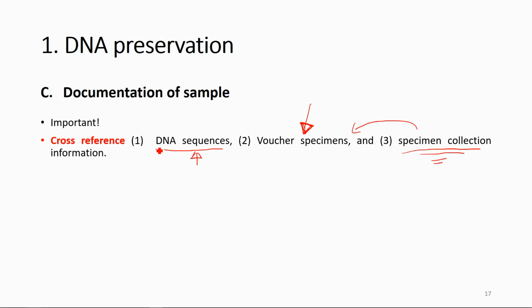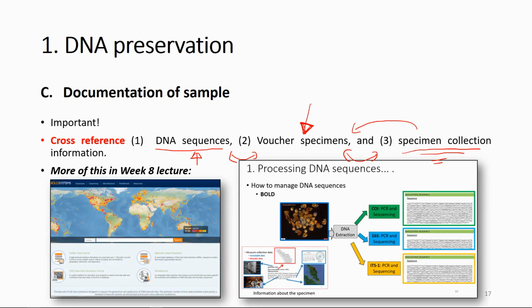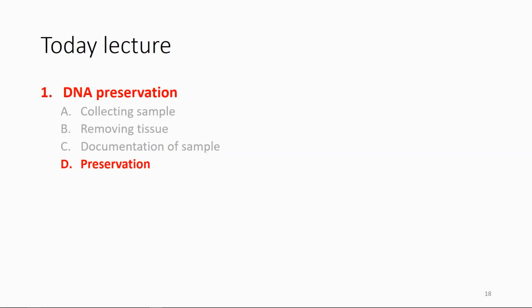After you complete your study, all this information needs to be integrated and cross-referred to each other. So we're going to discuss more of this during the DNA barcoding and also the sequence repository database. We're going to discuss this in the future in more detail. So you just have to remember you have to collect all the data and keep it properly.